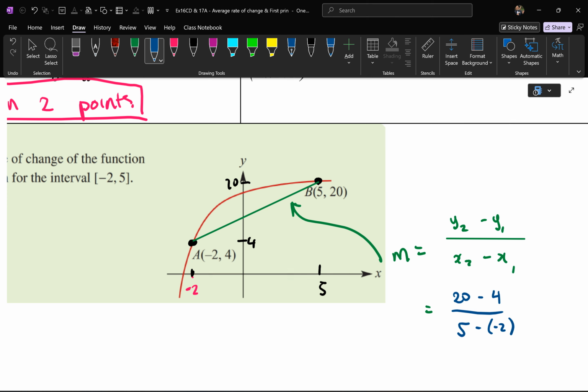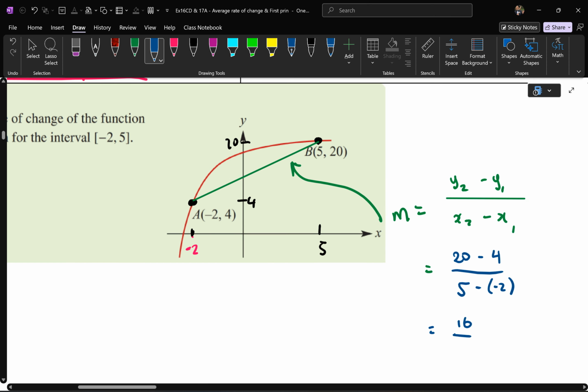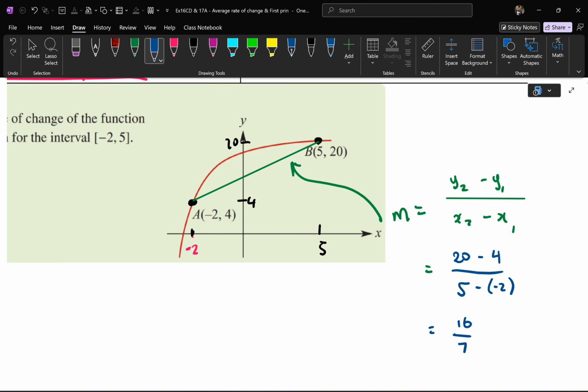Okay, so we're just doing y2 take y1, x2 take x1, or whatever number you want to call it. Okay, and that gives you an answer of 20 minus 4, which is 16. 5 take away -2 becomes +2, so it's 16 on 7. What this basically means, based on the scenario, if we're talking about, well, time doesn't make sense because it has to be 0 onwards, but it's just saying for every 7 across, you're increasing by 16 on average. On average, this is increasing by 16 for every 7 across. That's what it's saying. Okay?